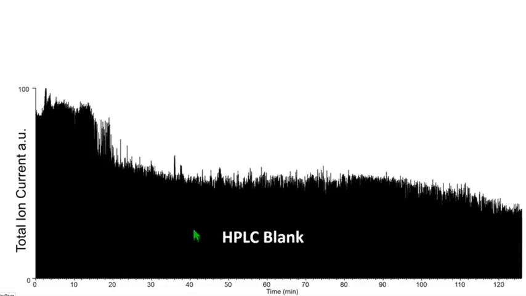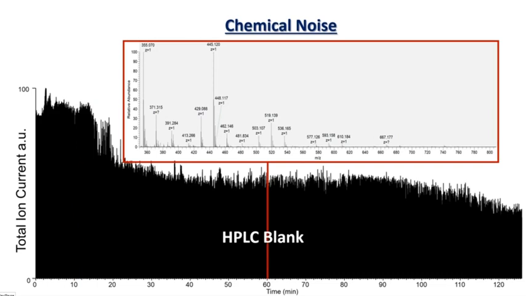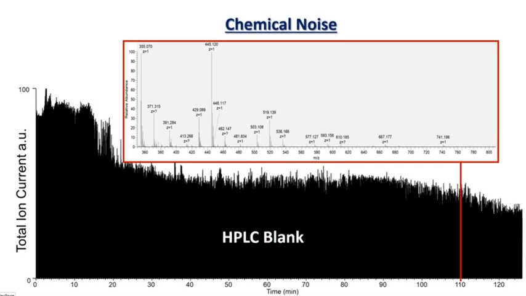Let me start with the HPLC blank. Here you can see a total ion current chromatogram that we ran for almost 2 hours. No sample was injected. At any moment of time, the full MS spectrum would exhibit quite abundant peaks that you're probably familiar with, and they represent clusters of probably impurities in the liquid and in the gas phase. At any moment of time, whether 10 minutes or 60 minutes or 110 minutes, the spectrum would be sort of the same, and it's quite intensive.